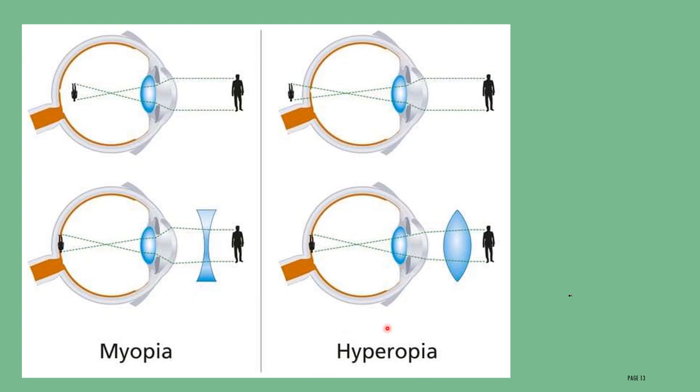But in the case of hypermetropia, we will use convex lens. Convex lens will increase the power of the lens and also the focal length between the lens and the image will get decreased.